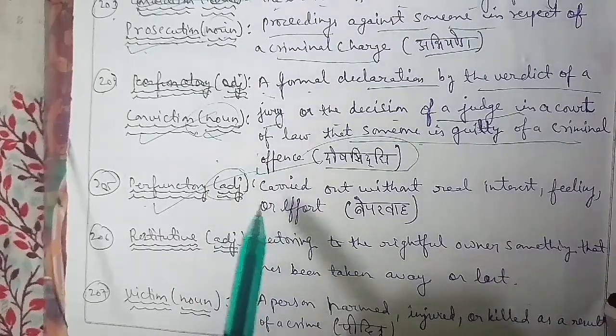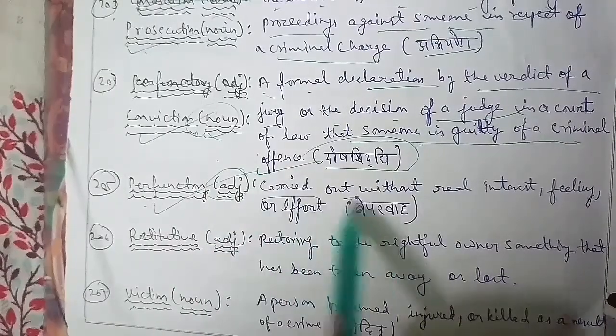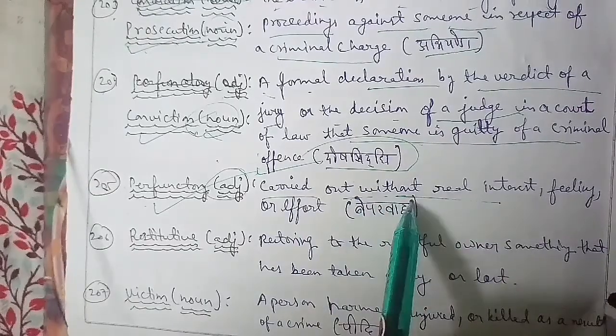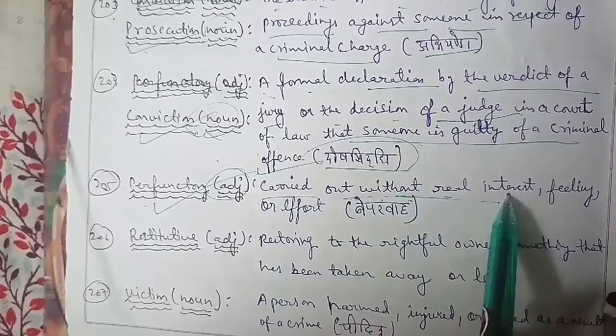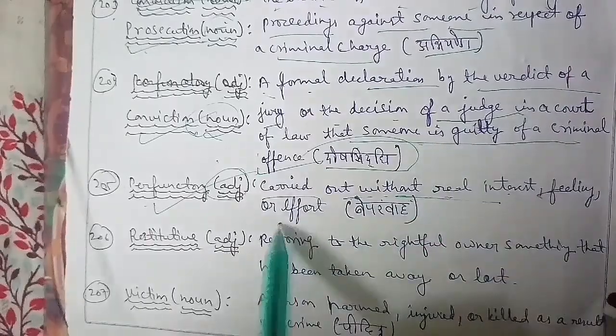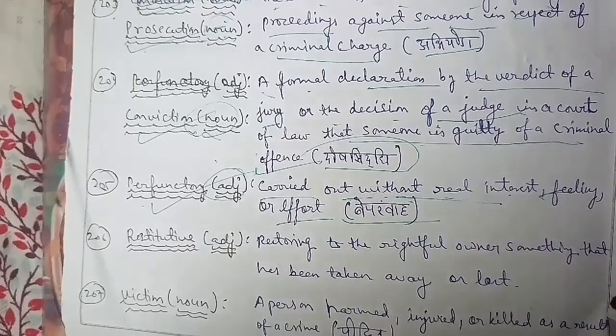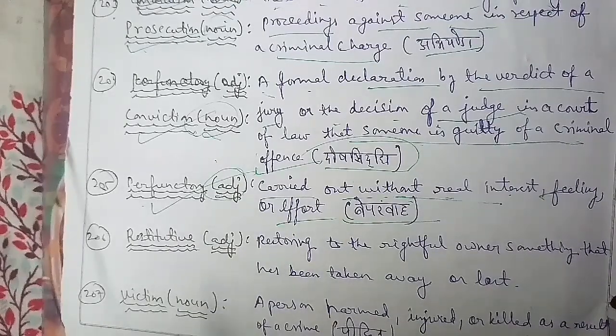Now moving on with the next word, we have the 206th word, and that is restitutive. Restitutive is a word used as an adjective, and the meaning of restitutive is restoring to the rightful owner something that has been taken away or lost. Something that restores the right to a rightful owner, something that has been taken away or lost, then we use the word restitutive.